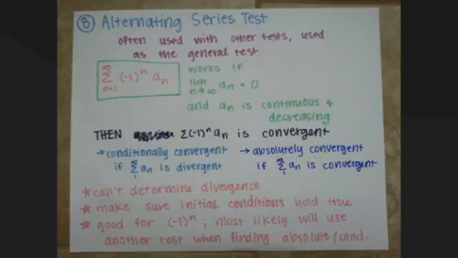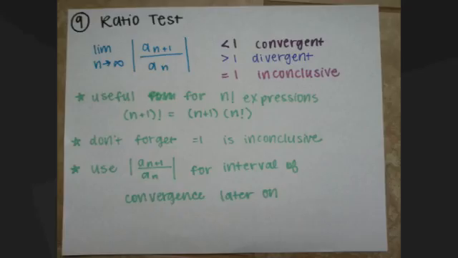Also make sure that if the question asks you what test you used, you must include in your explanation that the initial conditions hold true and whatever other tests you used to test for conditional versus absolute. This test is good for any series involving the form -1 to some multiple of n, and you'll most likely have to use another test when finding absolute or conditional convergence.